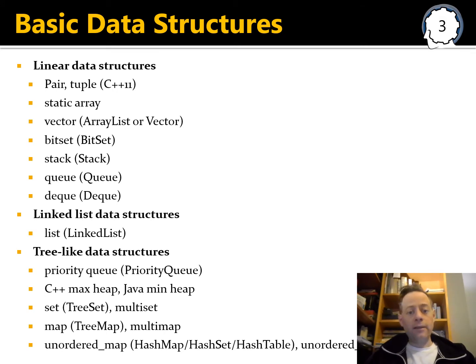So in parentheses, you can see the names of these data structures in C++ or Java. So basically all of these data structures are available in these two languages in one form or another. And the main message here is that basically every program you write in this course will use one or more of these. So really get to know how to use them quickly and effectively.